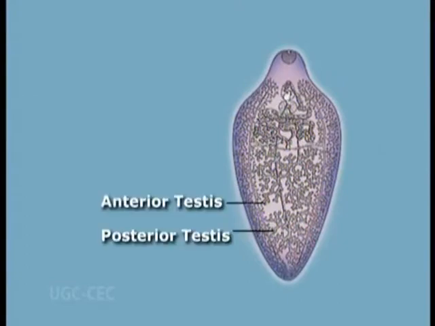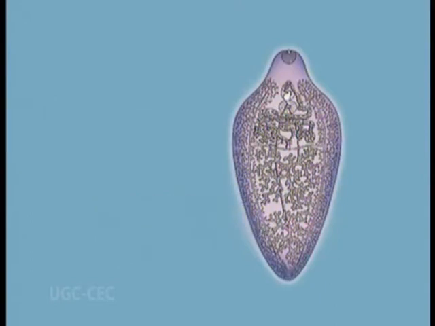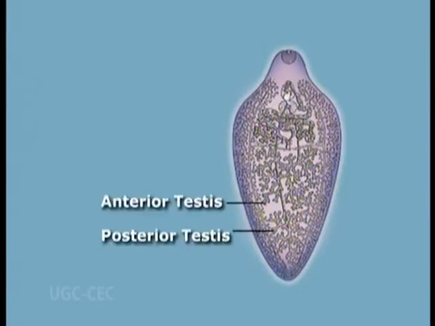We will start with the testes. These are greatly ramified and tubular structures situated in the middle part of the body, one behind the other. You can see in the figure it is a very reticulated part which is situated exactly in the middle part of the animal, and it is named the anterior testis as well as the posterior testis. You can see in the label very clearly.